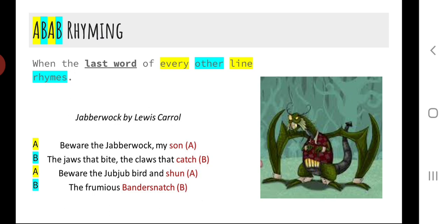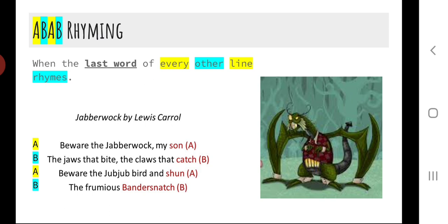So, beware of the Jabberwock, my son, the jaws that bite, the claws that catch. Beware of the Jub bird and shun the frumious Bandersnatch. So, our first line is always line A. It ends with son. So, from that point forward, any line that has the last word that rhymes with son would also be line A. So, next line, the jaws that bite, the claws that catch. Catch does not rhyme with son, therefore it becomes line B.